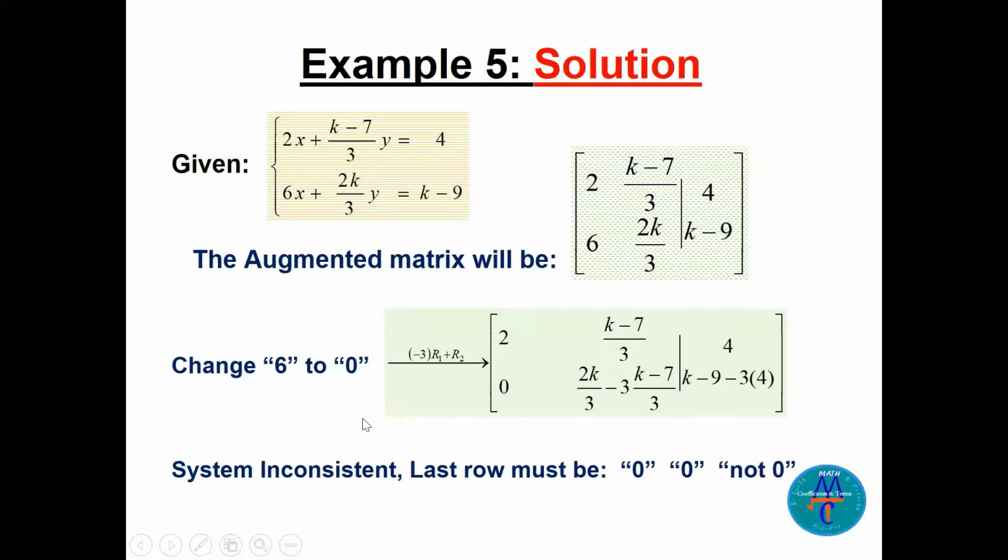Now remember, when we say inconsistent, the last row here, or any row, it must be 0, 0, not 0. Like 0, 0, 5, or 0, 0, minus 6, or 0, 0, 1 half, or 0, 0, 77. So we should have 0 and 0, not 0 there. So the important thing is I take all this, see this number here, the coefficient, all this, put it equal to 0 because this one is already 0. When I finish, I will discuss this because there is a k there.